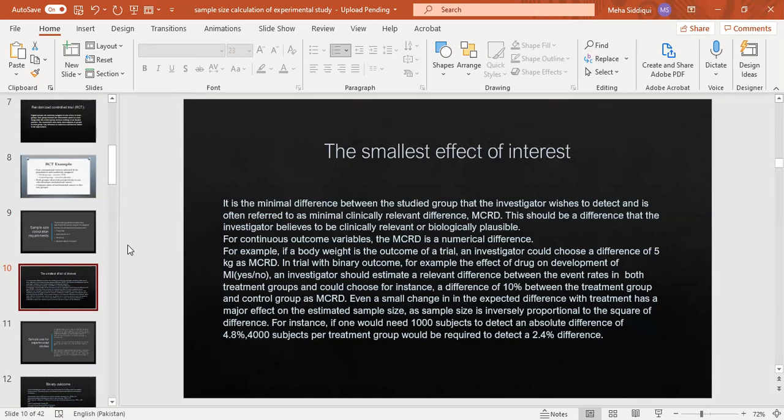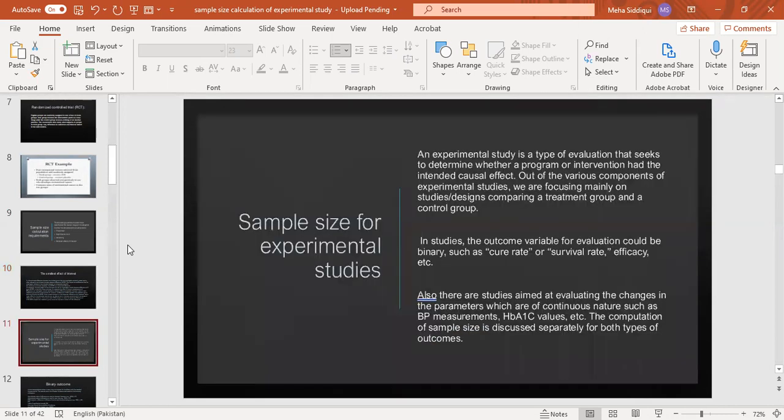Even a small change in the expected difference with treatment has a major effect on the estimated sample size, as sample size is inversely proportional to the square of the difference. For instance, if one would need 1,000 subjects to detect an absolute difference of 4.8%, 4,000 subjects per treatment group would be required to detect a 2.4% difference.